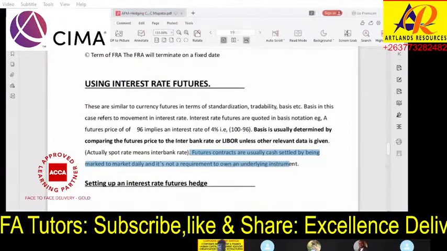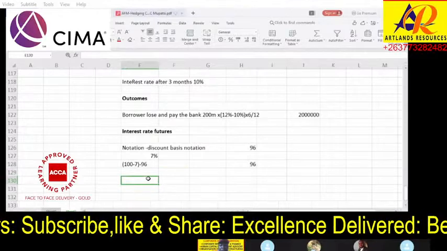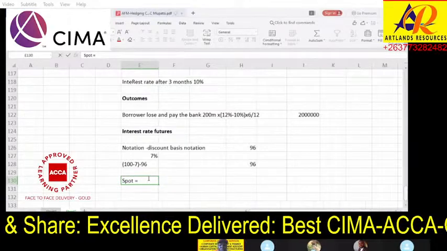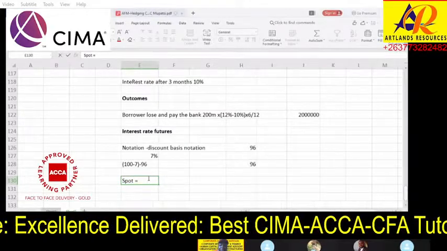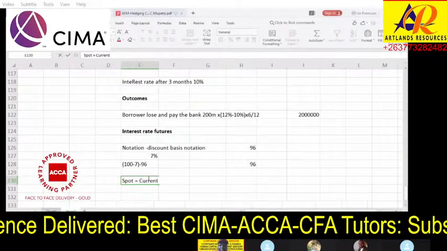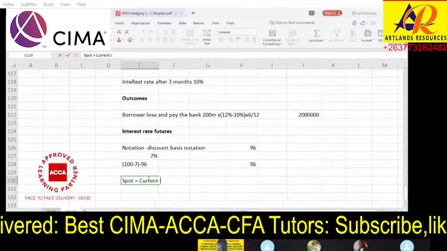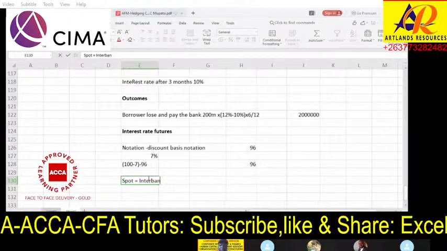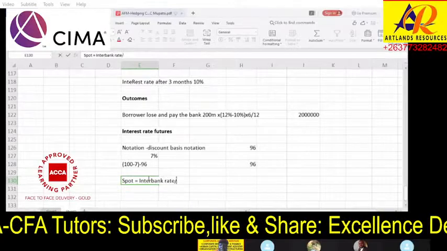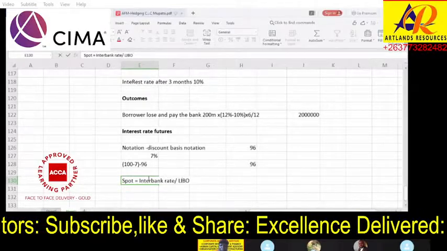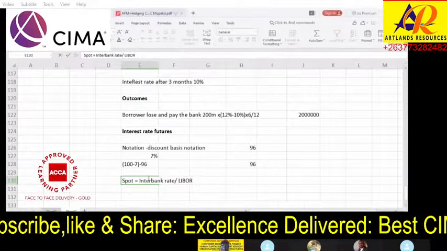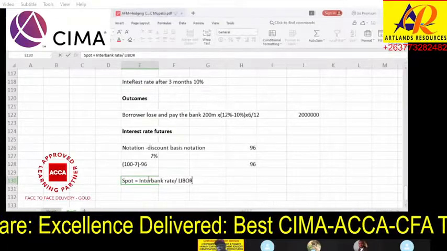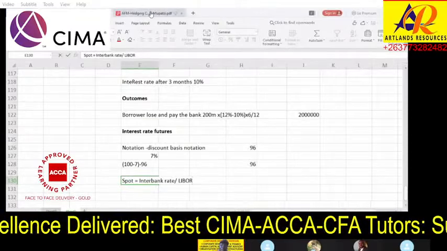What we mean by spot price in futures terminology, what we mean by spot, we are referring to the interbank rate. Interbank rate slash LIBOR. If the examiner chooses to put the LIBOR, it is still the same. That's what we are referring to as spot, right?